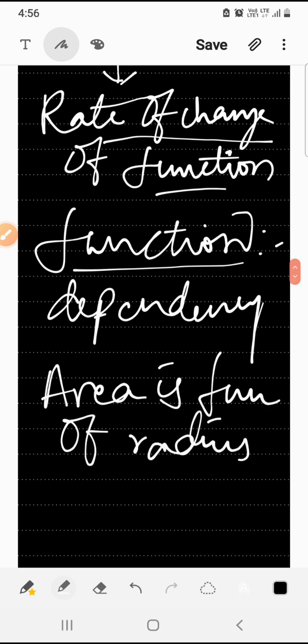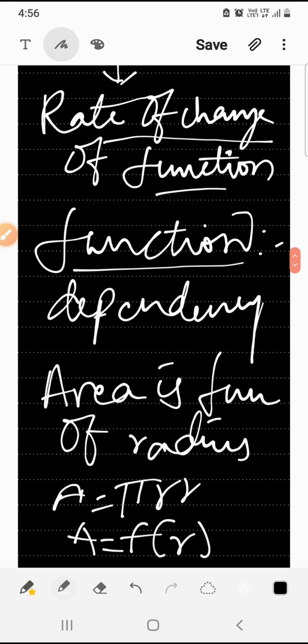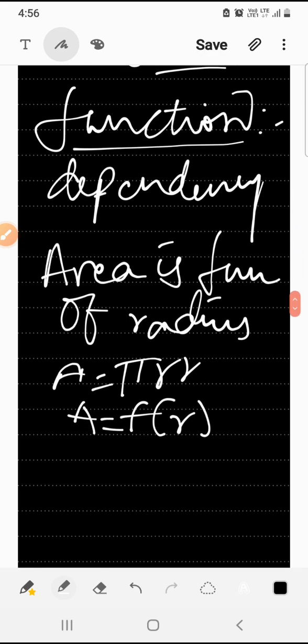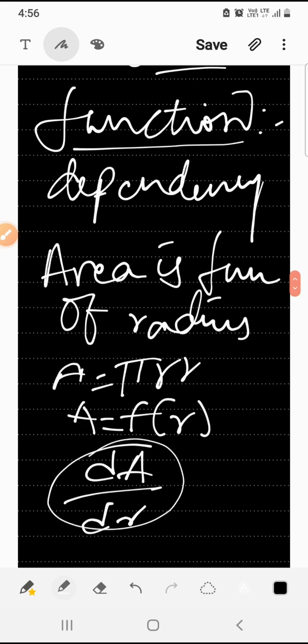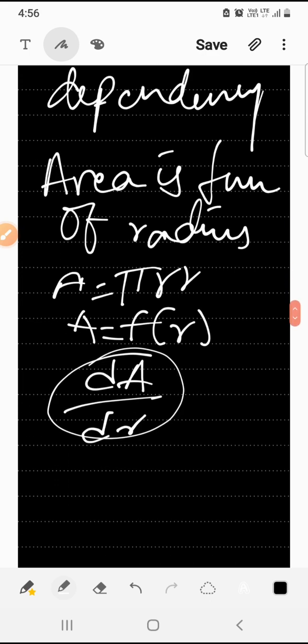So how will it be represented? A equals pi r square. Yes or no? So A is equal to f of r, and in differentiation it will be written as dA by dr. They will ask: differentiate A with respect to r. Like that, in physics words only they will give.